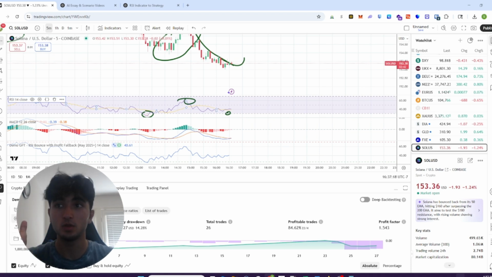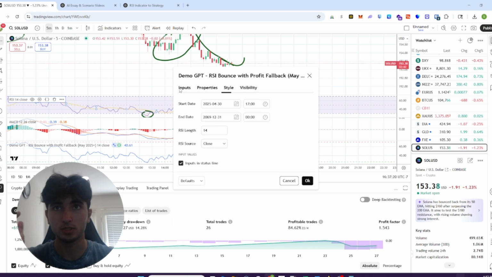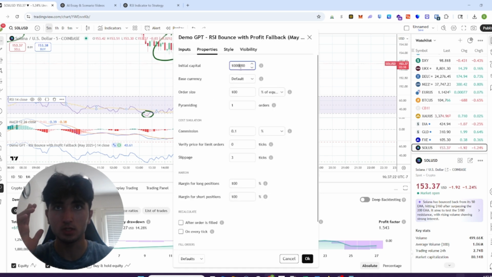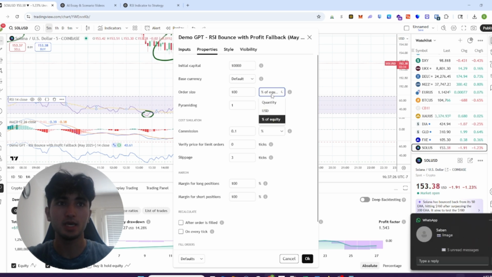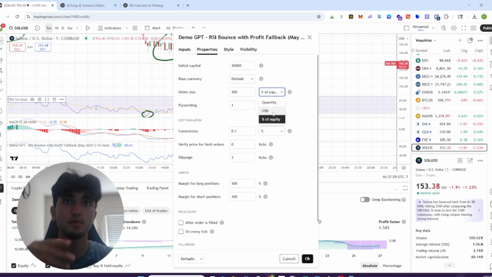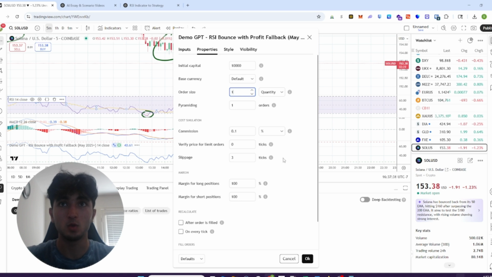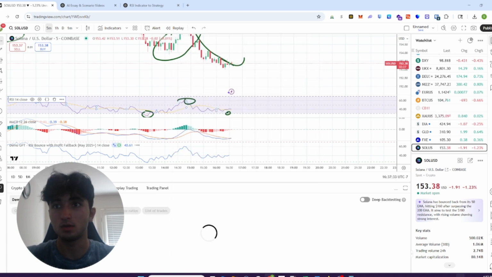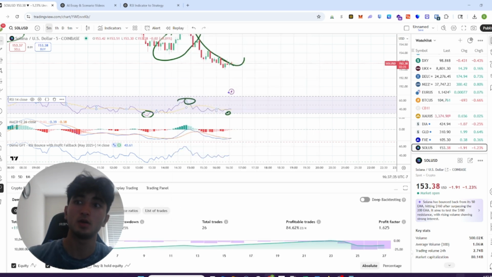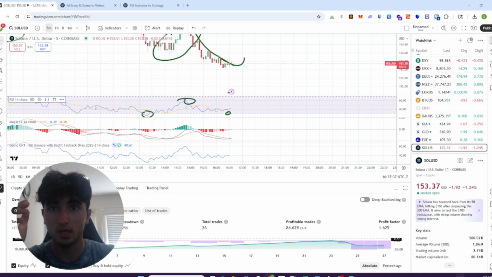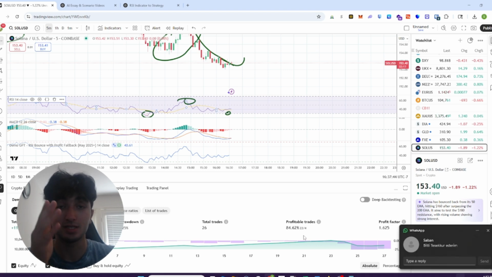First, what I would recommend you do is put the settings to your actual situation. I would say around here, so let's say like 10,000 capital, but just to make it as easy as possible to see the movement, let's just set the quantity to 1, and there's no pyramiding, no nothing like that. So as you can see here, it took 26 trades and it made $11. But what really matters is that it's 84.62% profitable. Now this is what really matters.